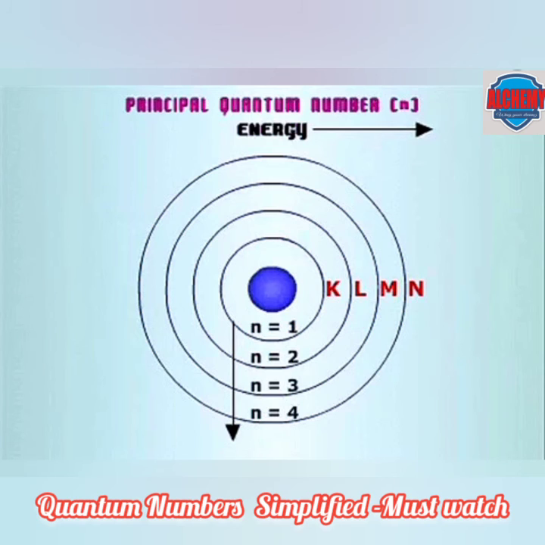n equal to 1 represents the first shell, that is K. n equal to 2 represents the second shell, that is L. n equal to 3 represents the third shell, that is M. And n equal to 4 represents the fourth shell, N. The energy of the electrons increases with the increase in the value of n. This means that the electrons in the K shell will have the lowest energy, the electrons in the L shell will have slightly more energy, and so on.